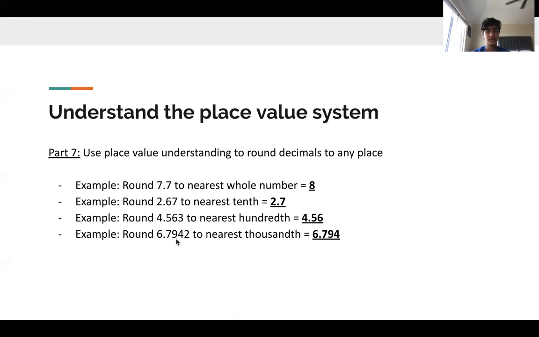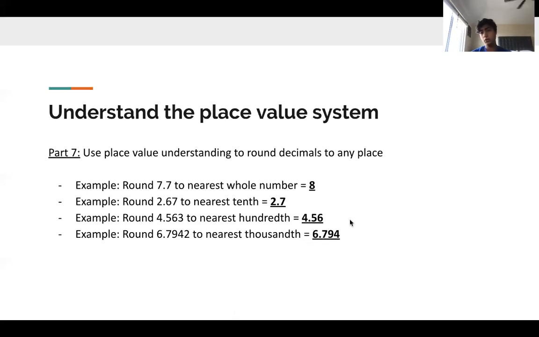Now, finally, let's look at this last example. We have 6.7942, and we're rounding to the nearest thousandth. Well, for the thousandth, you have to look at this digit, 6.7942. 2 is less than 5, so you're going to round down and go to 6.794.